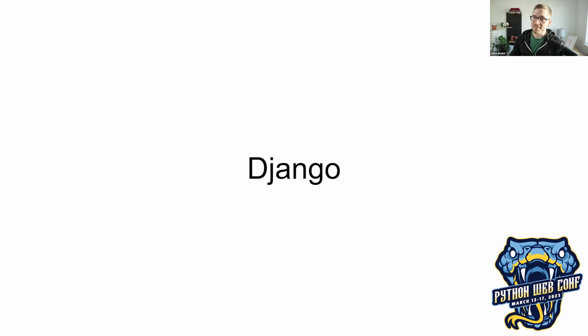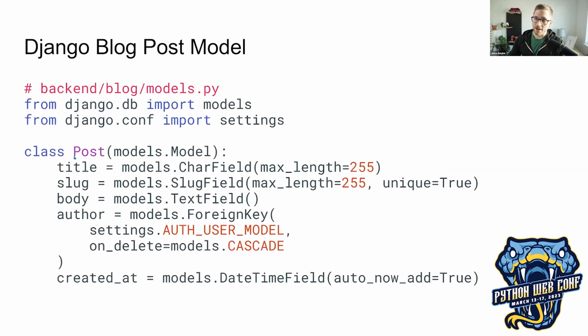For Django, this is all just basic. We're going to skip through this, but this is a post. We've got a title, we've got a slug, we've got a body. You can add other stuff. I have categories and whatnot.